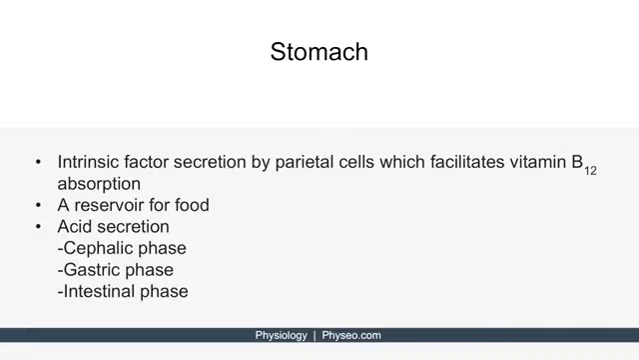The second function of the stomach is to act as a reservoir for food. By acting as a reservoir, the stomach can regulate how frequently boluses of food enter the duodenum. The last function of the stomach is the secretion of acid by parietal cells. For step 1, you need to know that acid secretion occurs in 3 phases: the cephalic phase, the gastric phase, and the intestinal phase. Let's pull up figure 5.4 so you can see what's going on.